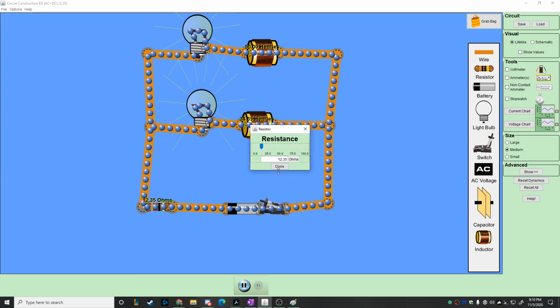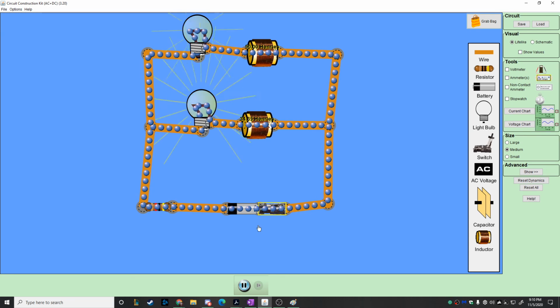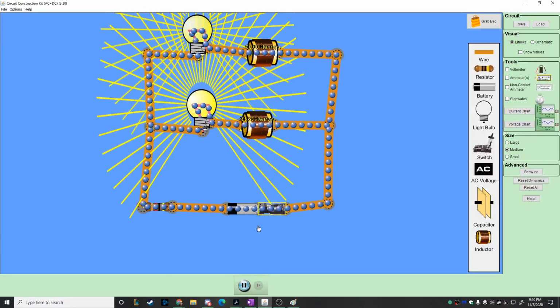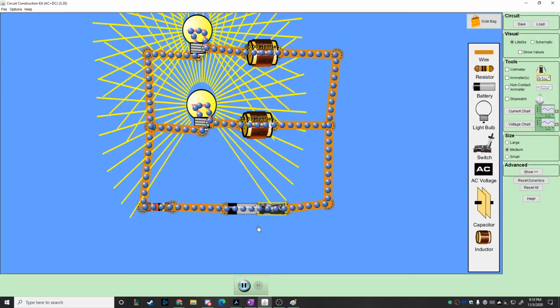Oops. Let's give it more ohms. Maybe that'll make it happy. Reset dynamics. I just want to show you guys the way that this ends up working out. It's kind of like a collision. Okay, they both brighten up. Current's all flowing just fine.